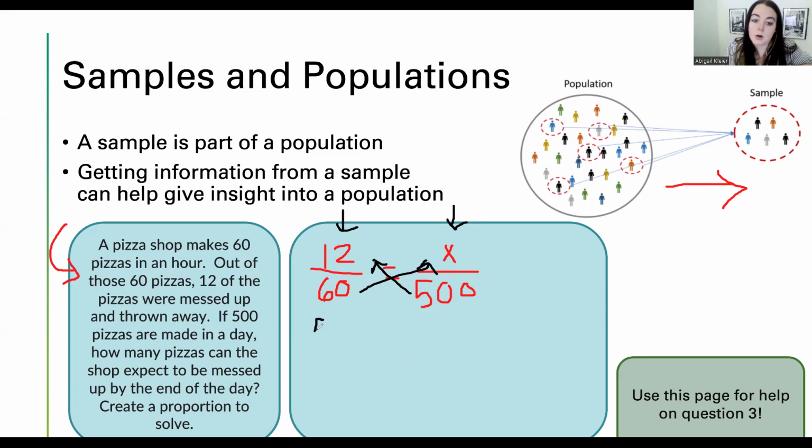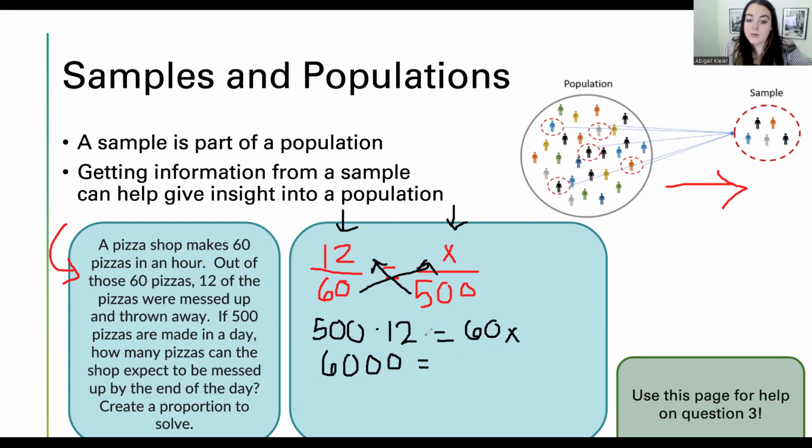So multiplying across, I have 500 times 12, and I have 60 times x. And as a reminder, with all of these questions, you are able to use that calculator. I do have it linked for you at the beginning of the test, because really the goal of this test is to make sure you understand the setup and the formulas. You can let the calculator help you with some of the operations. So 500 times 12 is 6,000. So we have 6,000 equals 60x.